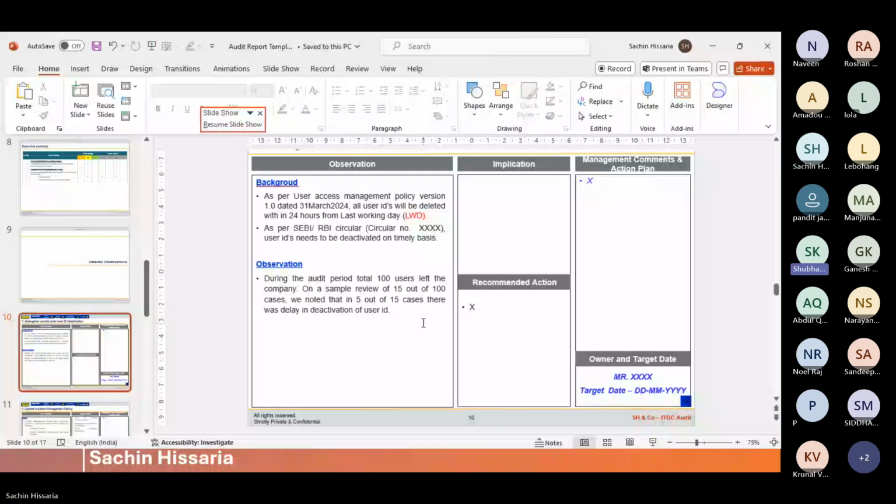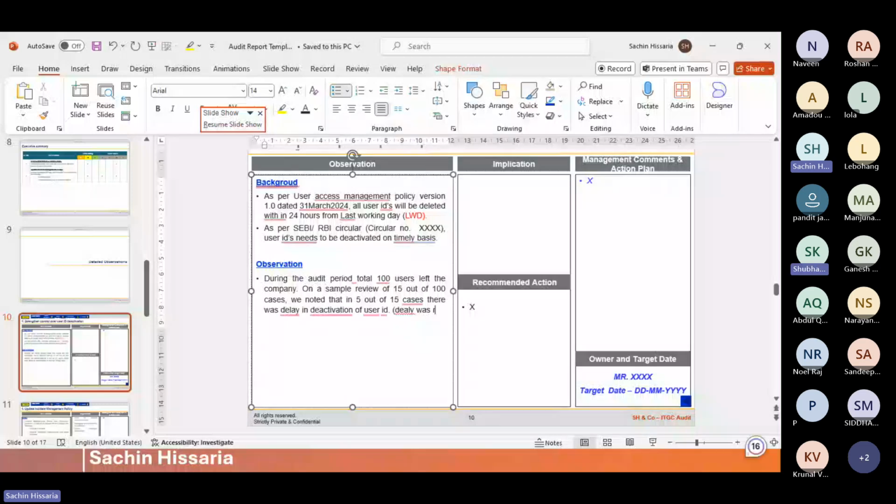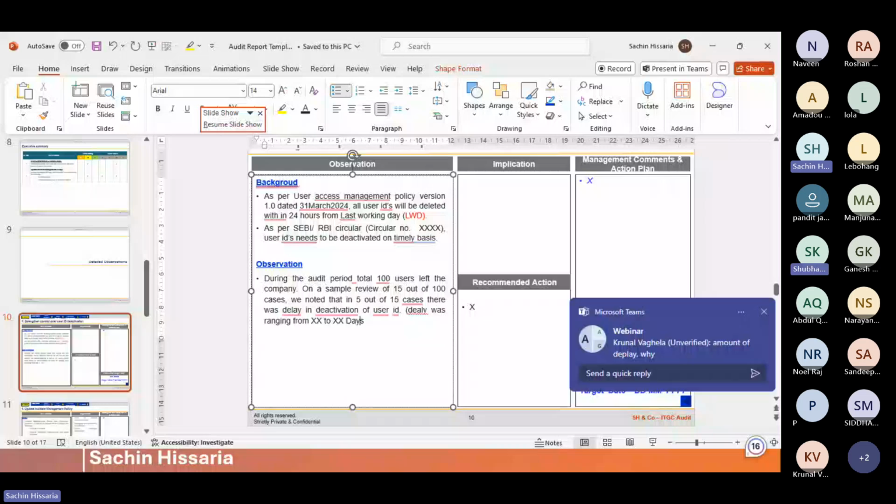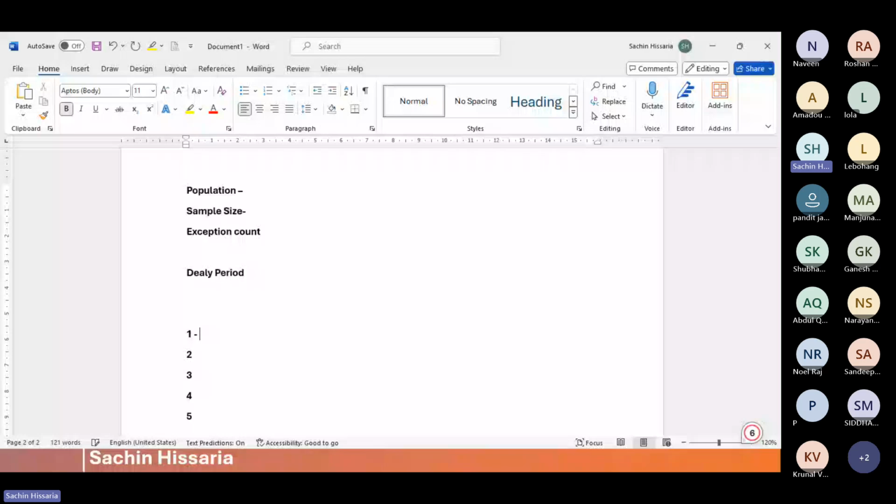Delay was ranging from X days to X days. Let me give you an example. Here there were 5 cases: 1, 2, 3, 4, 5. In this case, the last working day of the employee was, for example, 1st July 2024, and suppose the ID was deactivated on 20th July 2024. So how much delay is there? Approximately 19 or 20 days, correct, guys? So this delay period also you need to mention in your audit report.